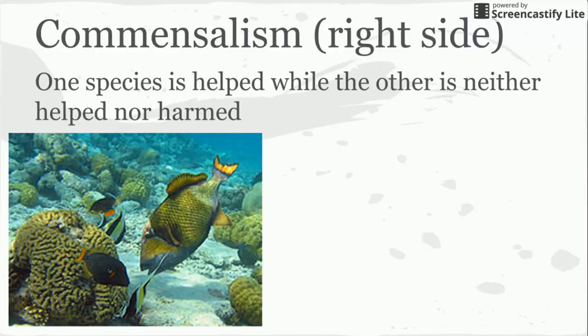Commensalism is one species is helped while the other is neither helped nor harmed. So you have this picture of this triggerfish, which kind of defends this area, and in turn, the small fish then benefit from this protection, and they're able to feed safely without fear of predation.